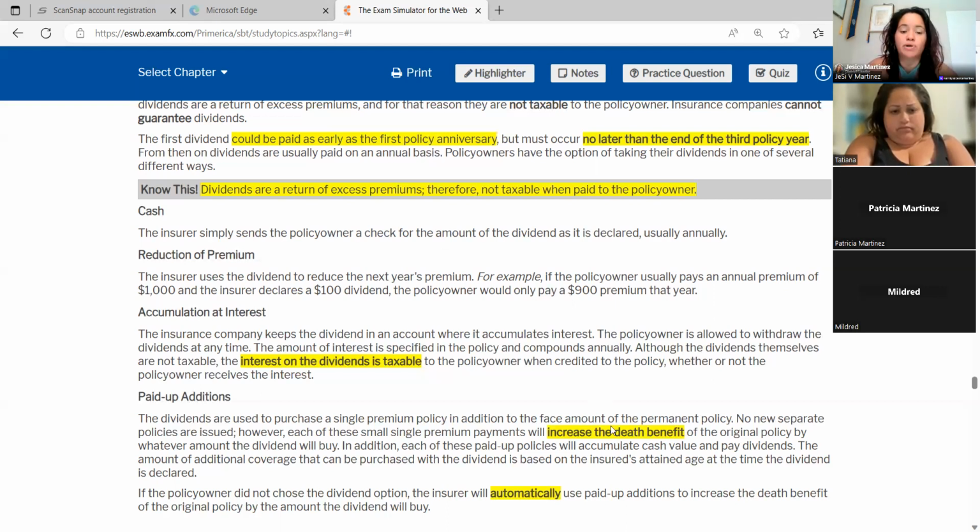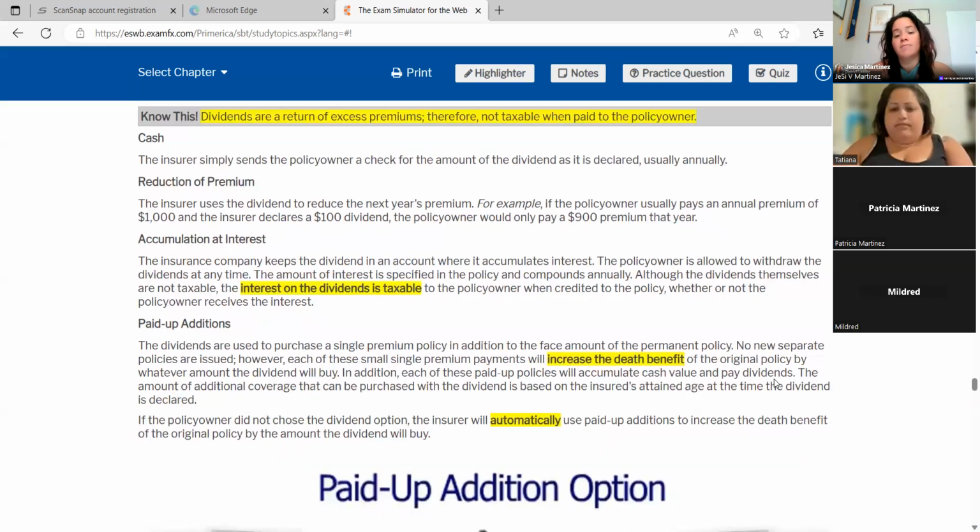And then the other one is paid up additions. The dividends are used to purchase a single premium policy in addition to the face amount of the permanent policy. So no new separate policies are issued. However, each of these small single premium payments will increase the death benefits of the original policy by whatever amount the dividend will buy. So let's say you got a dividend of $1,000 or $100. You can go back to your agent and buy an increase of insurance.